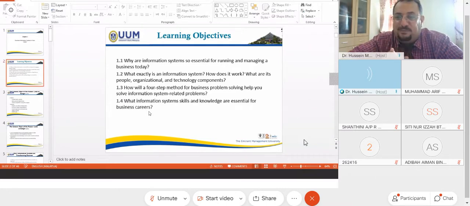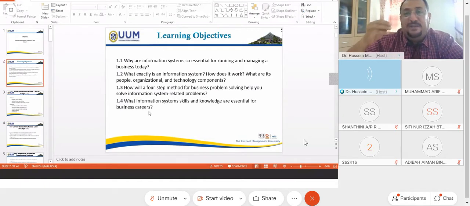What do people mean? What are the components of people, organization, and technology? After we explain that, we will move to the third objective, which is the four-step method for problem solving. How can we solve a problem? When we would like to solve any problem, we have to go through four steps.